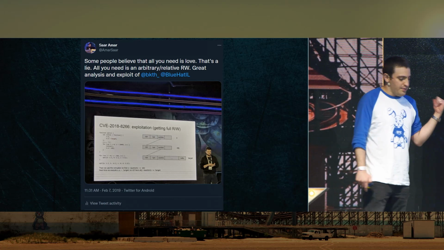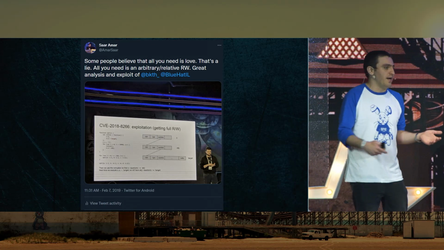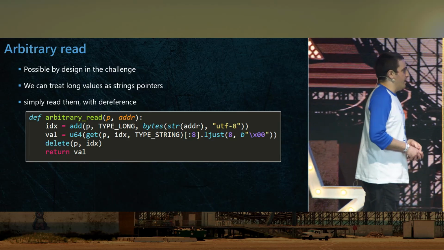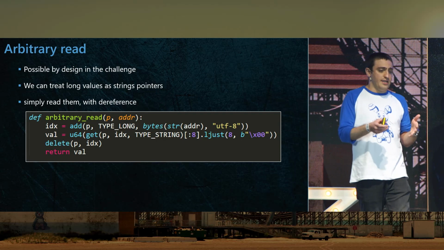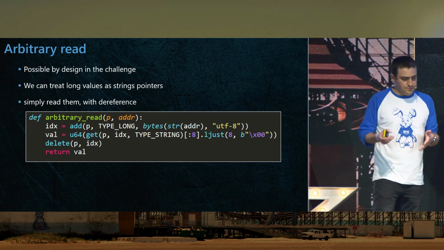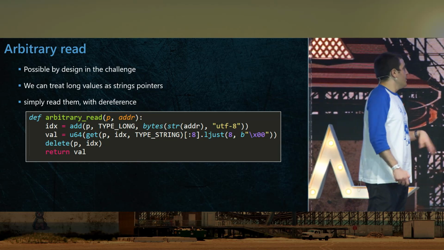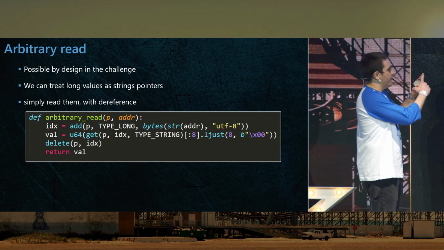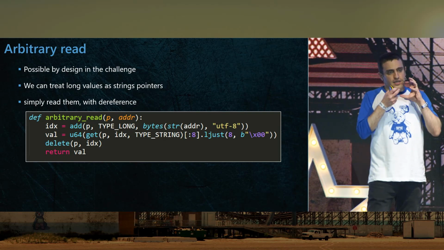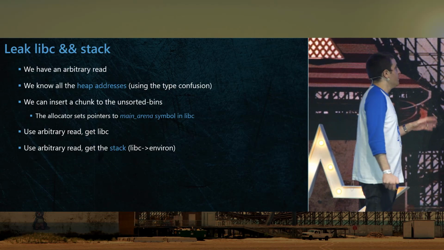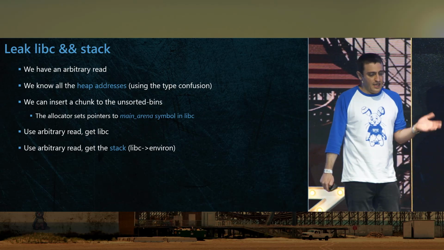And as I've said many, many times before, the meaning in life is to get arbitrary read and write, so let's start with arbitrary read. This is possible by design. You just take the address that you want to arbitrary read, you add it as a type long, you call get with type string, you have arbitrary read. The reason that I call delete here is just to make sure that this cute Python function won't affect the internal state of the array. That's it.